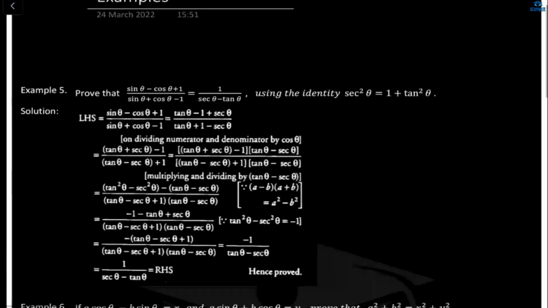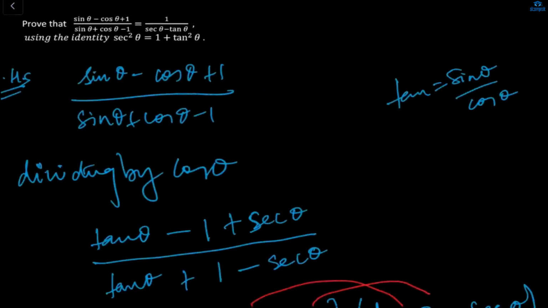Let's do the question. This is your question. Prove that sine theta minus cos theta plus 1 upon sine theta plus cos theta minus 1 is equal to 1 upon sec theta minus tan theta, using the identity. We did that using the identity sec square theta equals 1 plus tan square theta. From the starting, I'll show you, if you want to check.